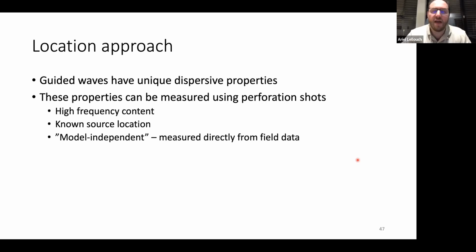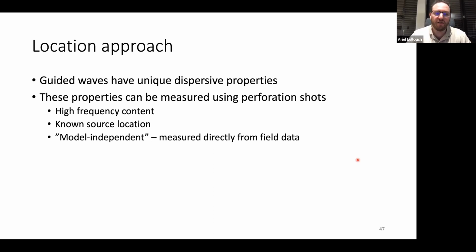And now we want to locate these events. And we talked about the guided waves and how they have unique dispersion properties, and we're going to make use of that. So the idea is that using the perforation shots that we discussed, they have very high frequency content. We know their location. So we can measure, if you want, the ground truth properties of the dispersion nature of the guided waves. So we know exactly how these guided waves should behave.